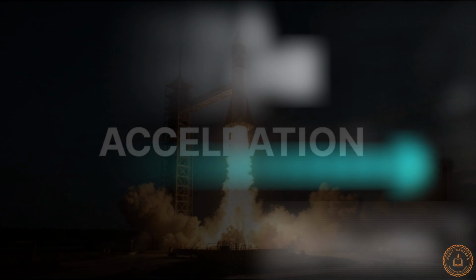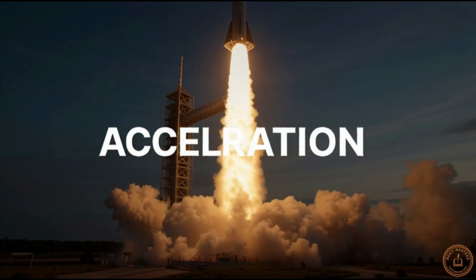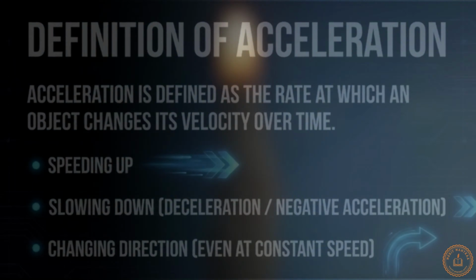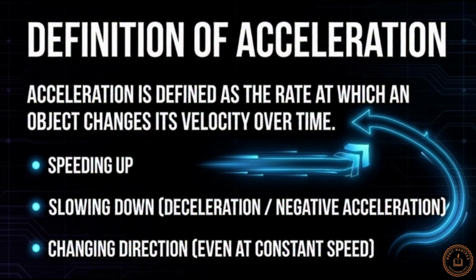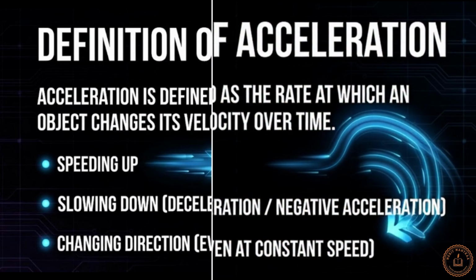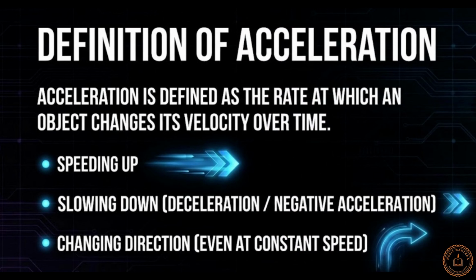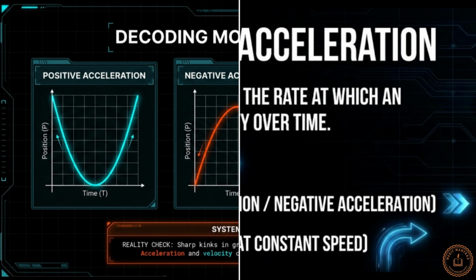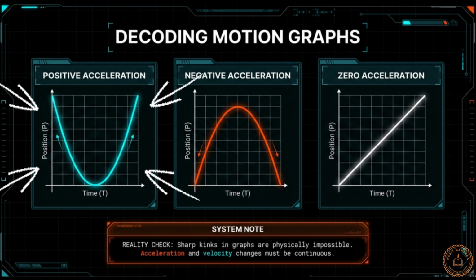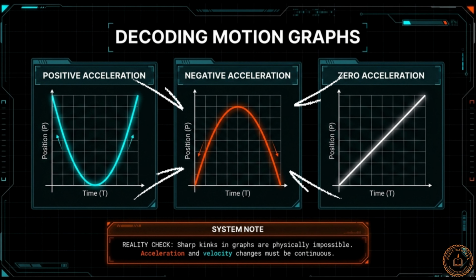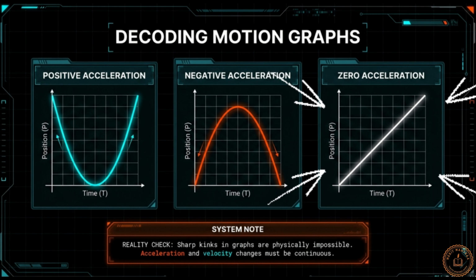First stop, decoding acceleration. This is the stuff that really changes the game. So what is acceleration, really? Well, to put it simply, whenever an object's velocity changes over time, that's acceleration. It's the very heart of speeding up, slowing down, or even just changing direction. And these motion graphs, they tell the whole story. See that first one where the velocity is increasing? That's positive acceleration. You're speeding up. The middle one, where velocity is dropping, that's negative acceleration or deceleration. You're slowing down. And that last one, a flat line, that means constant velocity, so zero acceleration.